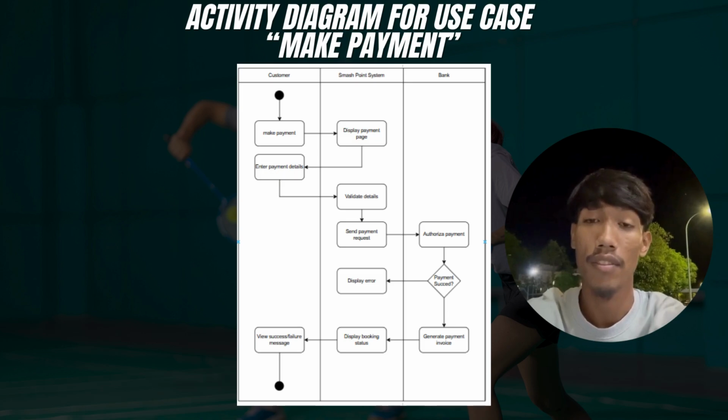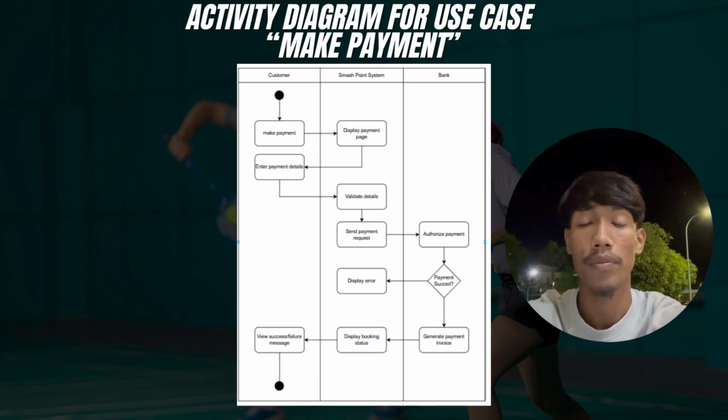These details are then validated by the system. If validation fails, an error message is displayed and the customer can correct their information. Once validated, the payment request is sent to the bank for authorization. The bank processes the request and returns either a success or failure status.